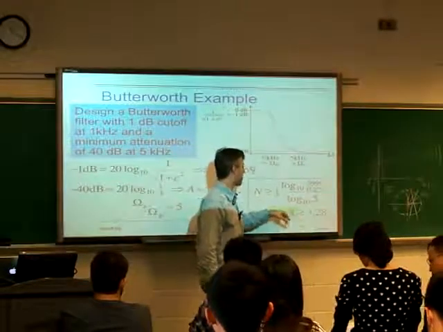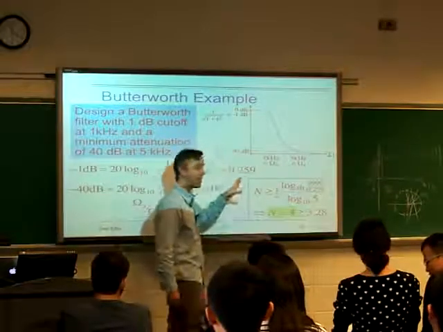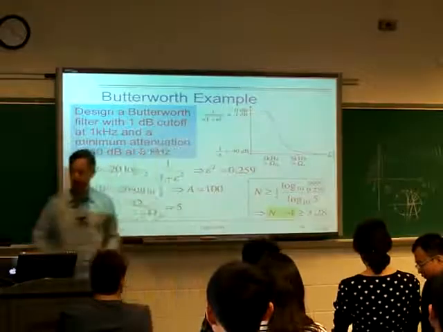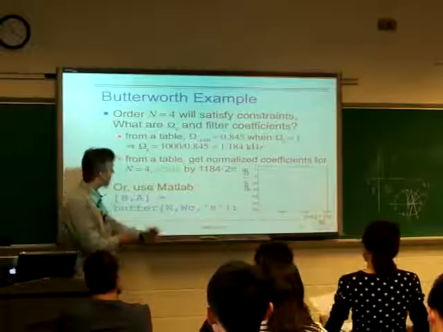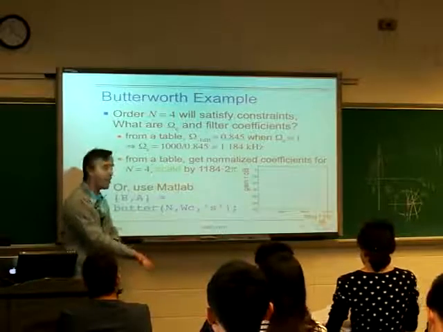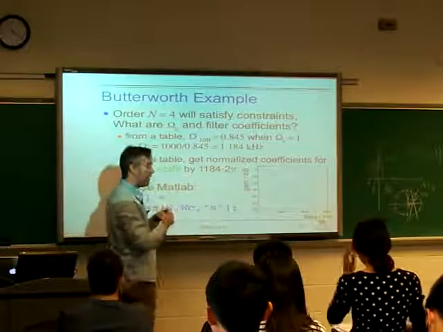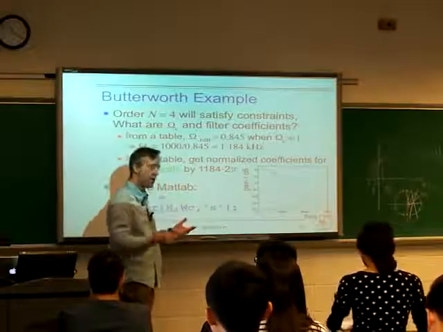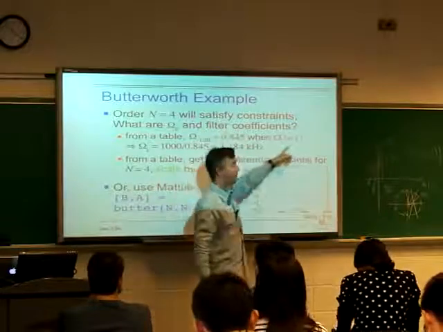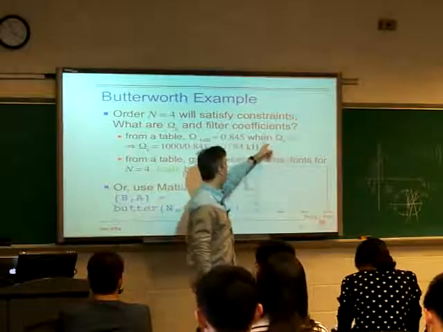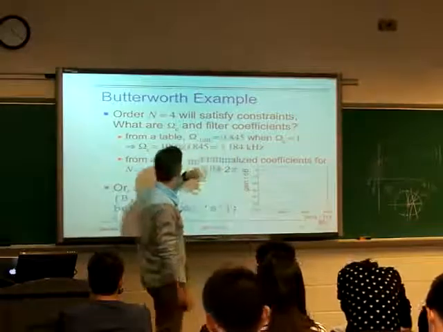So the smallest integer we can have is 4. If we have a fourth order system, then it's going to be able to meet these requirements. So now we've got n, and then it's a question of, well, what is omega c going to be? What is the 3 dB frequency for this particular filter? Typically, we'd have a table of normalized magnitude responses, and it would say, well, for a fourth order Butterworth filter where the normalized cutoff frequency is 1, then the 1 dB point would be 0.845. It would be a lower frequency, right, because we're going further up the curve.